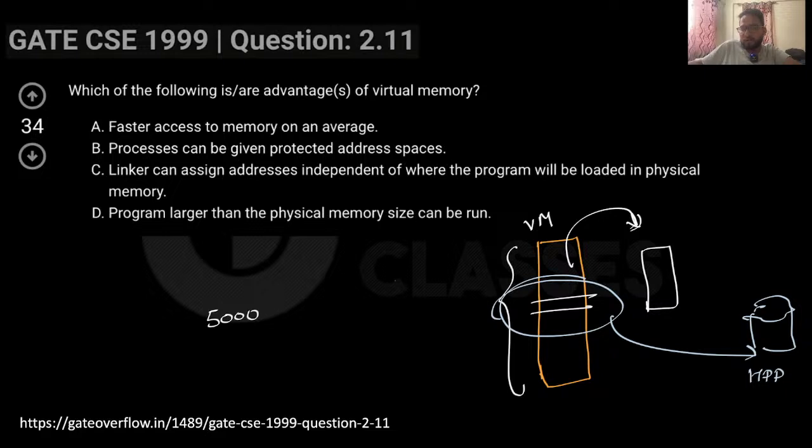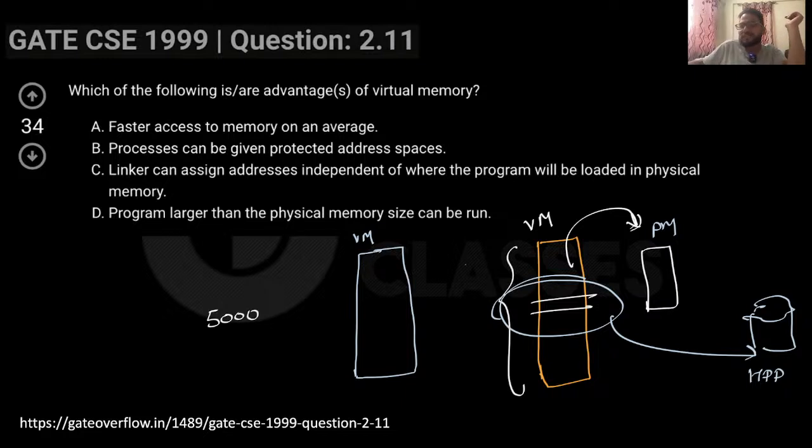So with the virtual memory system, the processes can be given protected address spaces. Yes, it seems true, right? Why? Because virtual memory is saying that from here to here, this is your area, and you will be storing that in the physical memory. For every process there is a different virtual memory having the same size. So for every process, I'm providing a different virtual memory.